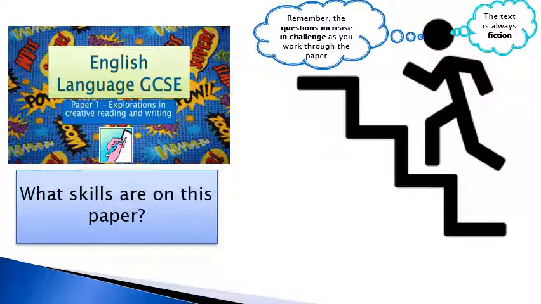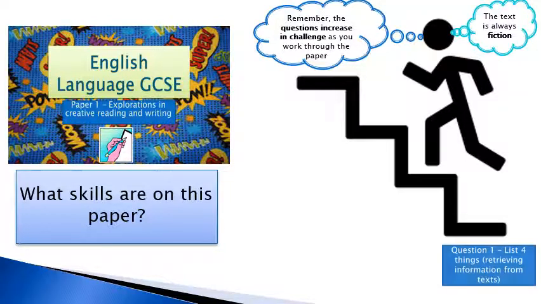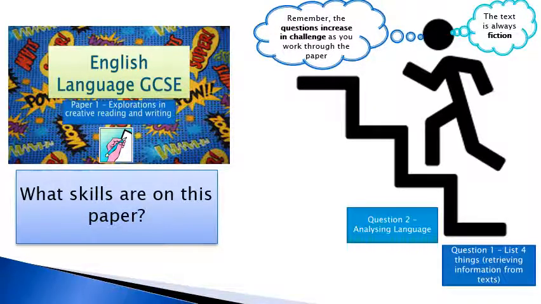Just a reminder for you, there are no tiers on this paper, there's no higher or foundation, which means that everybody's assessed using the increasing complexity of skills. So we start easy with the list 4 things question, just retrieving the information. It gets progressively more challenging with analysing the language, more challenging again with analysing the structure, which tends to be a bit more challenging in terms of the devices and ones that you probably haven't encountered until GCSE.